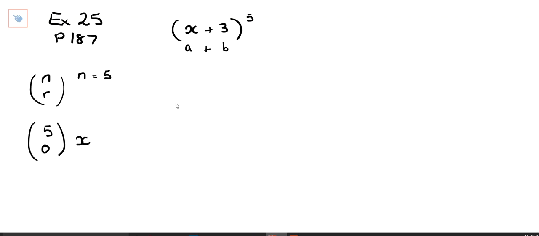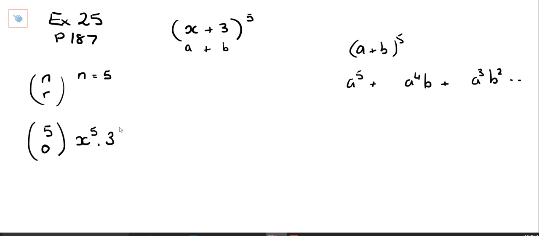Well, we've got x to the power of 5. If you think about it, if it was (a + b) to the power of 5, remember it was a to the power of 5 plus a to the power of 4 b plus a to the power of 3 b squared and so on. Now all we're doing is replacing the a's and b's with x's and 3's. So the first term is 5C0 x to the power of 5, and 3 to the power of 0, okay?